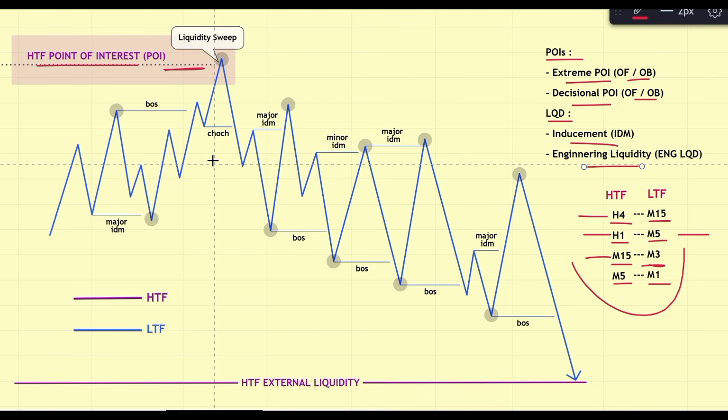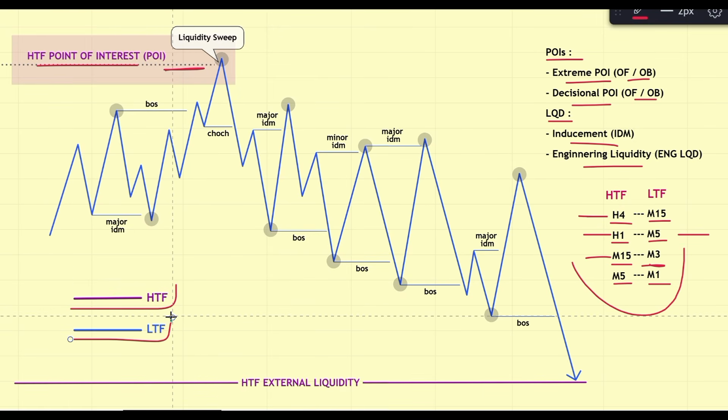Alright, so back here, you can see I have used this color to represent the higher time frame and the blue color to represent the lower time frame, even on the diagram. Immediately after price has mitigated the point of interest or swept the liquidity level, we immediately shift to the lower time frame. I have just showcased the time frames exactly right here, and you can see I'm using the blue color showcasing the lower time frame.